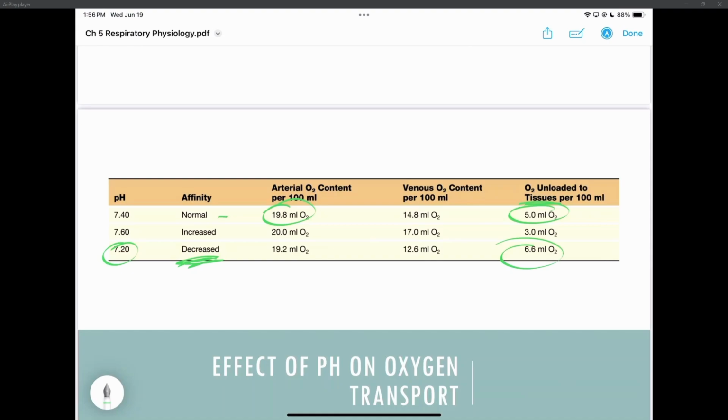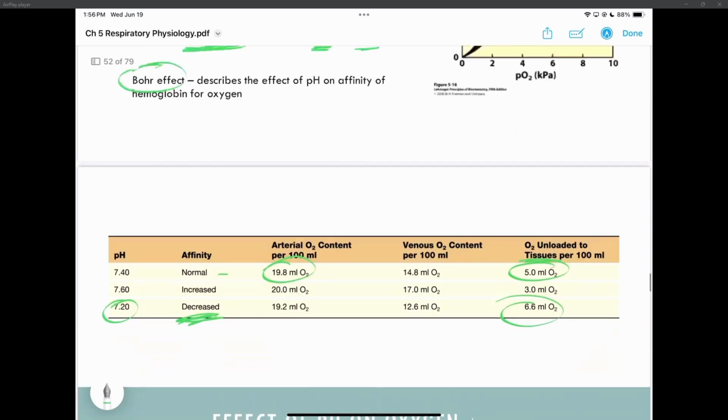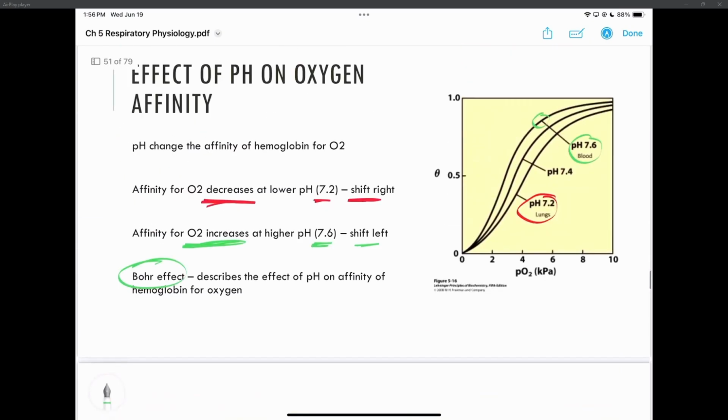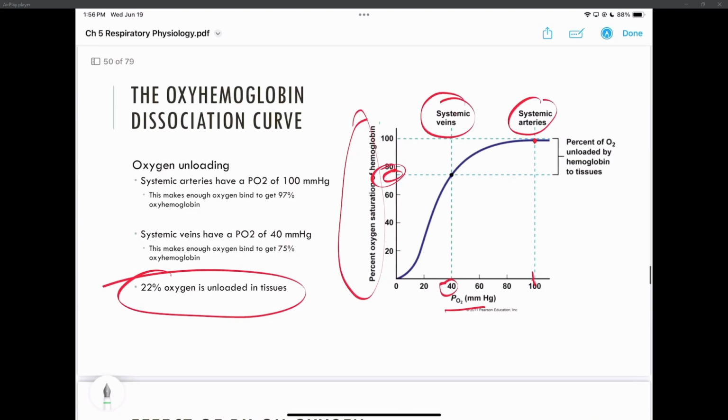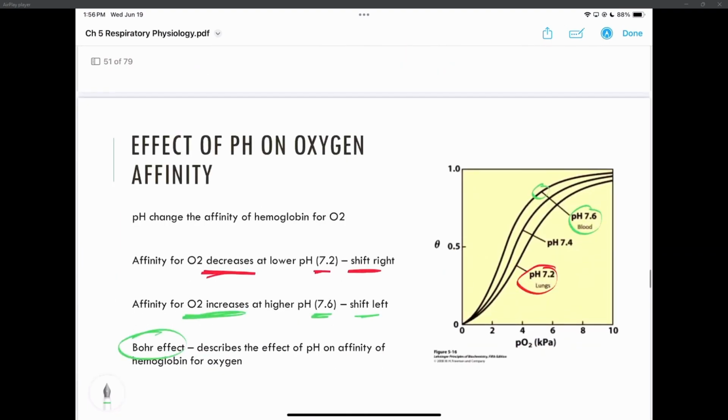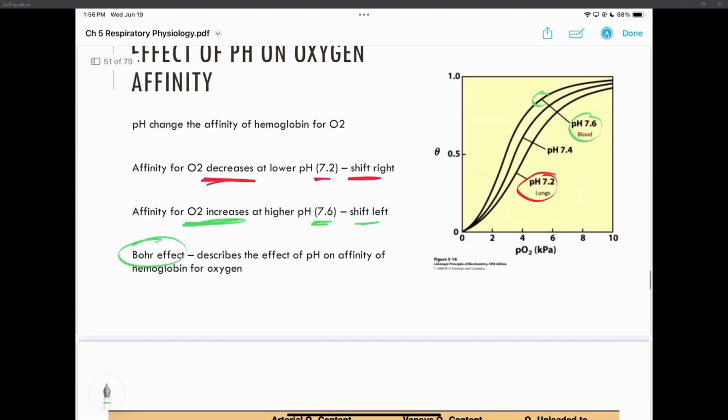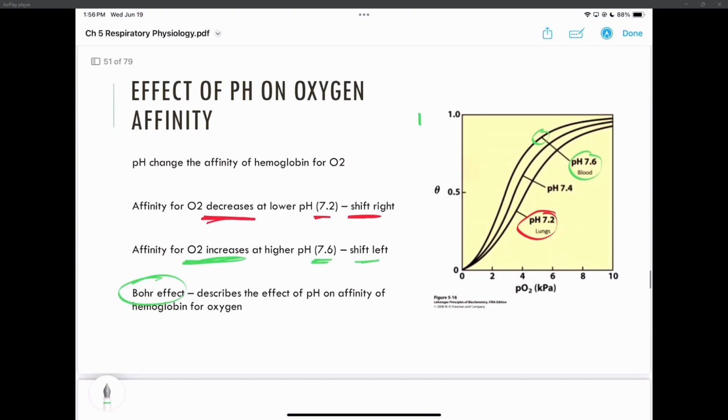Yes? What is the y-axis? On this one? Oh, it's just that hemoglobin dissociation curve, like percent oxygen. It's in different ranges. This is 1. So you can redraw it as 100, 50, and we know that there's that 80%.